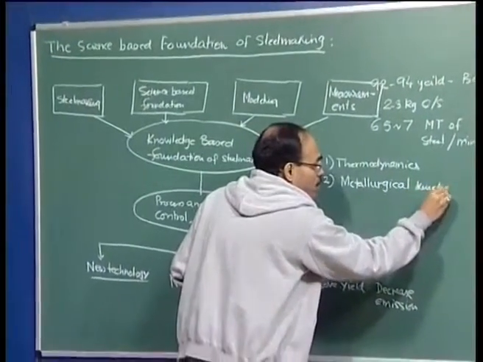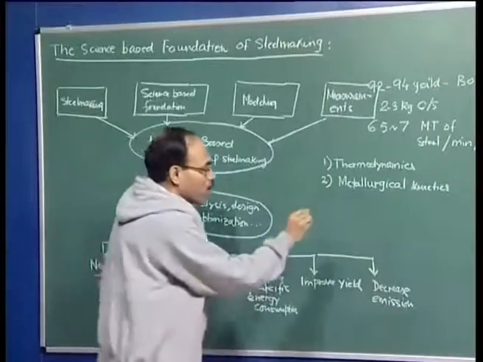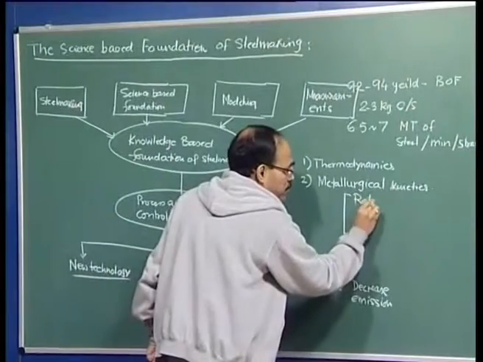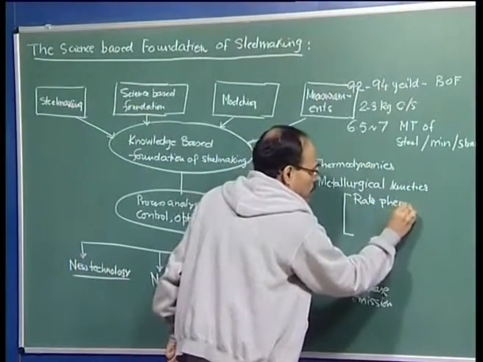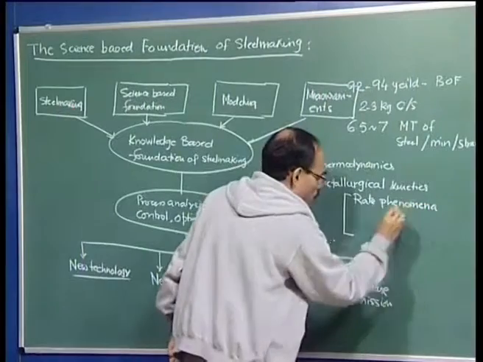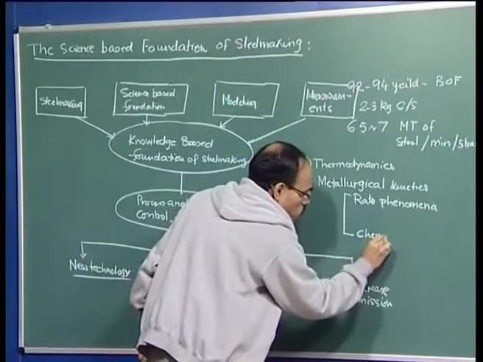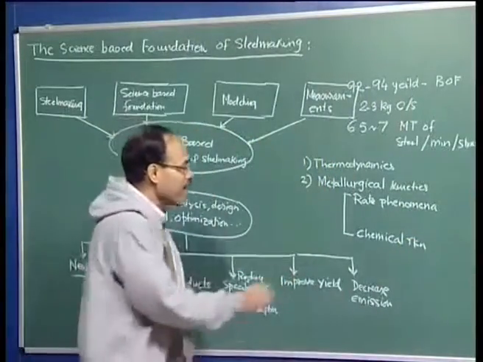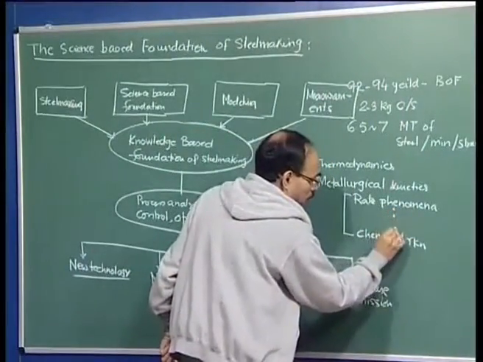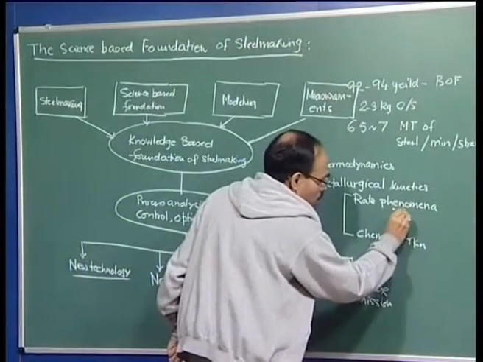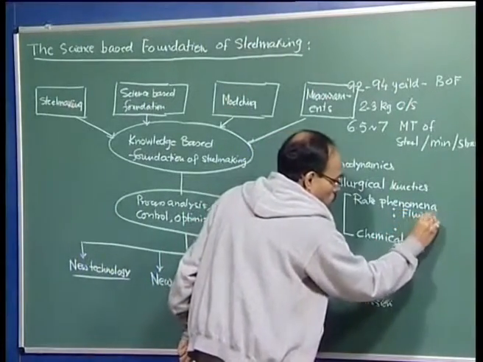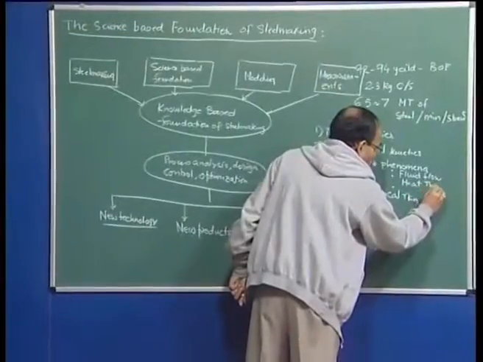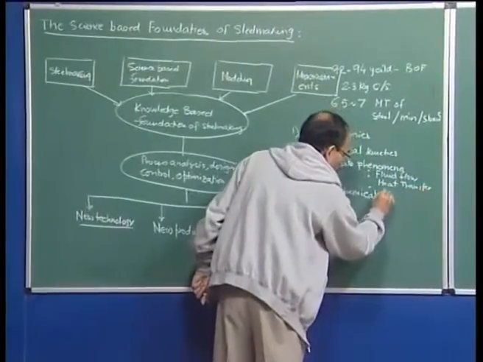and kinetics basically comprises 2 components. We will subdivide kinetics into rate phenomena and chemical reaction. Rate phenomena again can be divided into 3 sections. We can say fluid flow, heat transfer, and mass transfer.